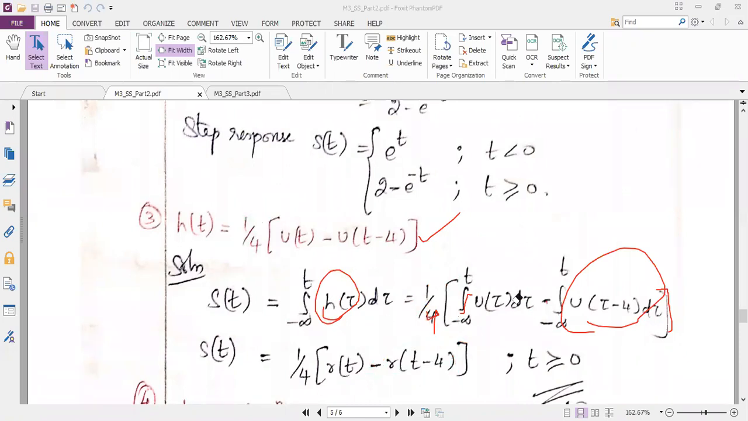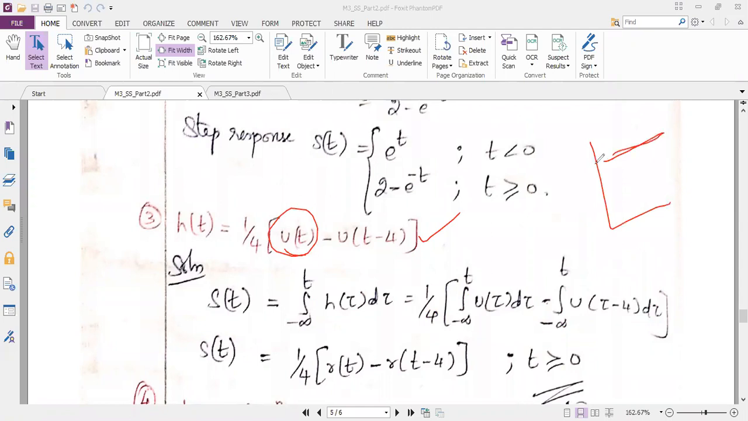So you need to write a point in this problem. Integration of unit step signal is a ramp signal. That's it. Since everything is unit step, towards the right hand side, I can write the condition. I will get this output when t is greater than or equal to 0.